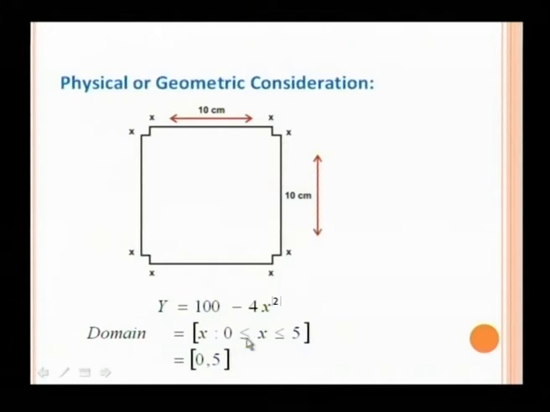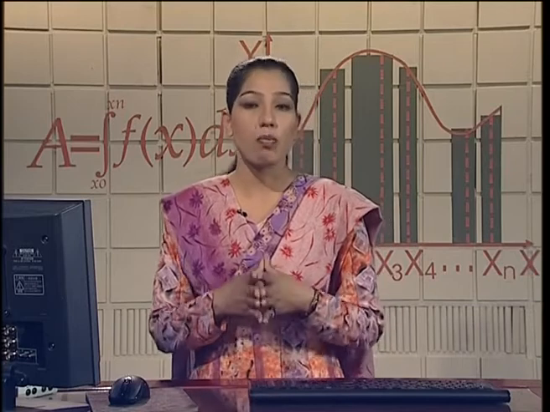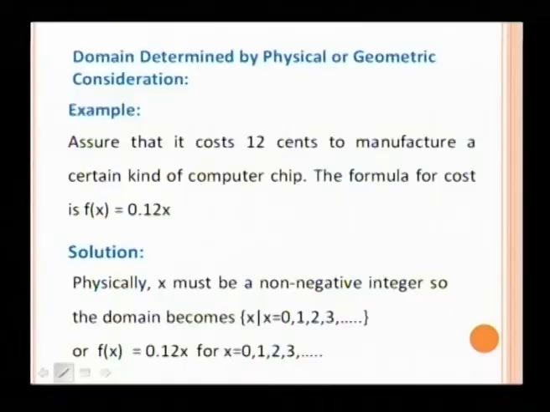Subtraction of x or the cutting of x on each side of the square would be considered as physical consideration or physical restriction. So through this method we get domain is equal to x such that x is greater than or equal to 0 and less than or equal to 5, or more simply domain for this function, which is y is equal to 100 minus 4x, would be equal to 0 and 5. Means this function equation is defined on every value between 0 to 5, but not more than 5 or not less than 0. For another example which would be helpful in determining the domain by geometric or physical consideration, we have another example which you can see on the screen.